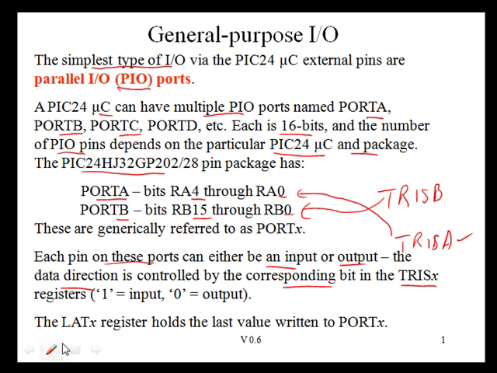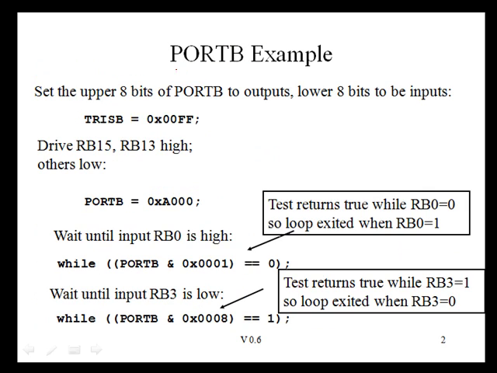There's another special function register that is associated with the I/O port that's called the LAT register. For example, LATA or LATB. This register is going to hold the last value that was written to this port. You can treat the PORTB and TRISB special function registers as simply 16-bit variables in your code. For example, here TRISB is assigned the value 00FF.